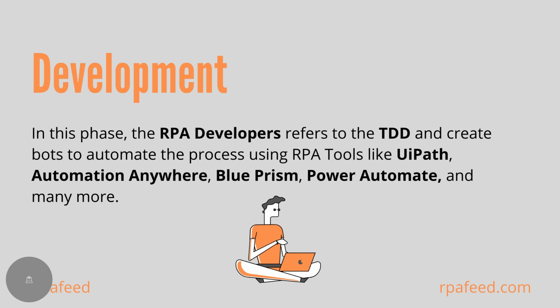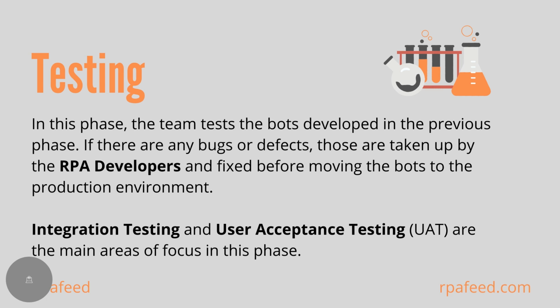So processes are automated using RPA tools like UiPath, Automation Anywhere, Blue Prism, Power Automate, and many more, depending on the client's requirement or the client's budget, with which vendor the client is ready to go ahead. So this is the actual development and the role of the RPA developer comes into the picture. Then we have the testing phase.